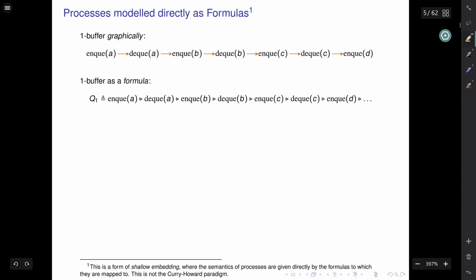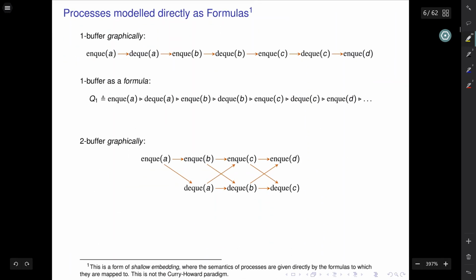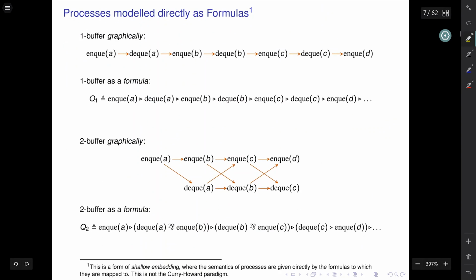We can represent such a one buffer as a formula using a non-commutative binary connective as follows. Similarly, if we want to model a 2Q, what we can do is enqueue A, enqueue B, but if we want to enqueue C, firstly we must dequeue A, because only two things are allowed in this still rather short queue. And of course, we can model this as formulas, but this is getting a little bit more complex.